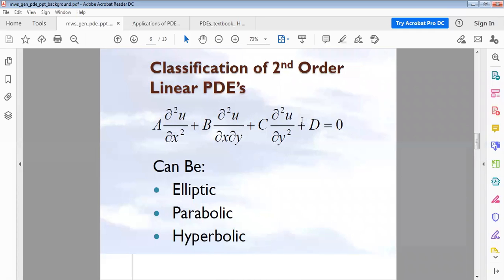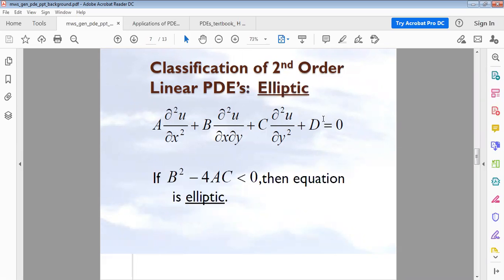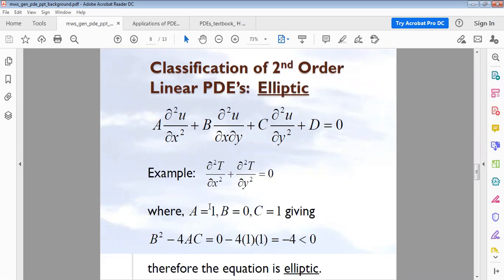Now this will be elliptic, as we have seen before, when the discriminant is less than 0. Parabolic when the discriminant b square minus 4ac is 0, and hyperbolic when it is greater than 0. That means if it is less than 0 then elliptic, and this is the standard form of an elliptic linear partial differential equation.